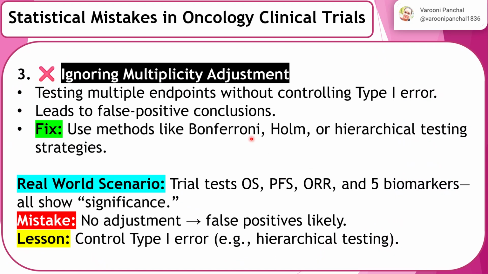Number 3, ignoring multiplicity adjustment. Testing multiple endpoints without controlling type 1 error. This can lead to false positive conclusions. You can fix this by using methods like Bonferroni, Holm or hierarchical testing strategies. Say, for example, a trial tests OS, PFS, ORR and 5 other biomarkers, and all show significance, right? But the mistake here is there is no adjustment, which likely leads to false positives. So the lesson here is you can control type 1 error by using hierarchical testing.